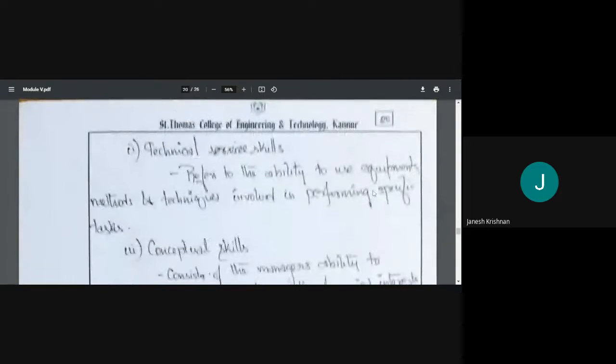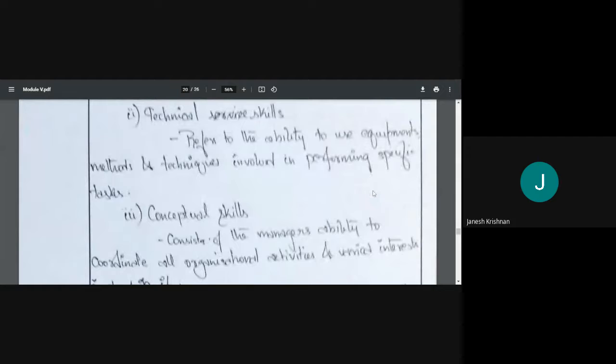Then come the technical skills. Technical skills refer to the ability to use the equipment, methods, and techniques involved in performing specific tasks. The manager should know at least how to operate a machine. If I am overseeing someone and we are using a certain machinery in our department, he should know how to operate it. He should have a basic idea of the methods, equipment, and techniques involved in performing the task.